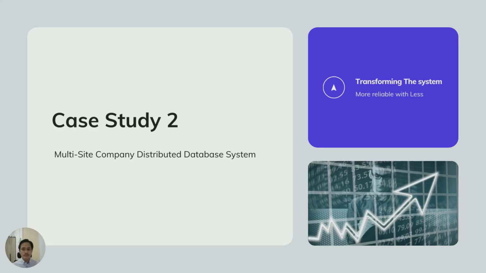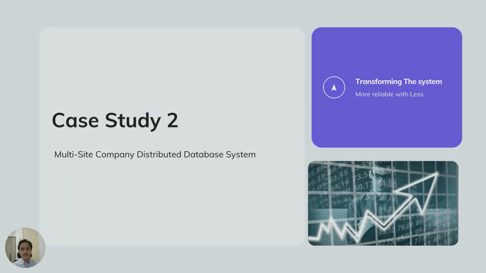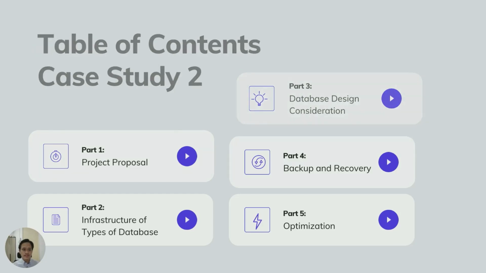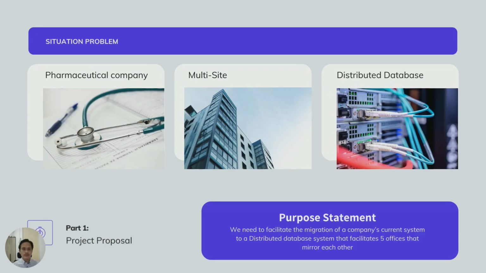Moving on to case study number 2, where we discuss implementing a distributed database system on a multi-site company. So, we will be covering the project proposal, infrastructure of types of database, design consideration, backup and recovery, and optimization. So, the subject of our case study is a pharmaceutical company which has a multi-site office. We need to facilitate the migration of the company's current system to a distributed database system that facilitates 5 offices that mirror each other.